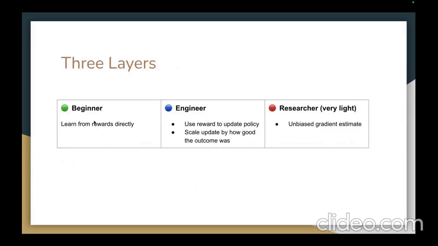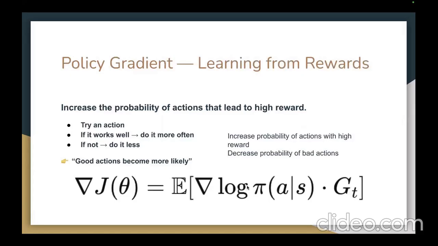We basically learn from the reward directly, and for implementation, we use the reward to update our policy network, and this will scale the update by how good the outcome was. For researchers, we call this an unbiased gradient estimate. We use this limited information to estimate the gradient instead of taking the expectation, because that assumes we have infinite trajectories.